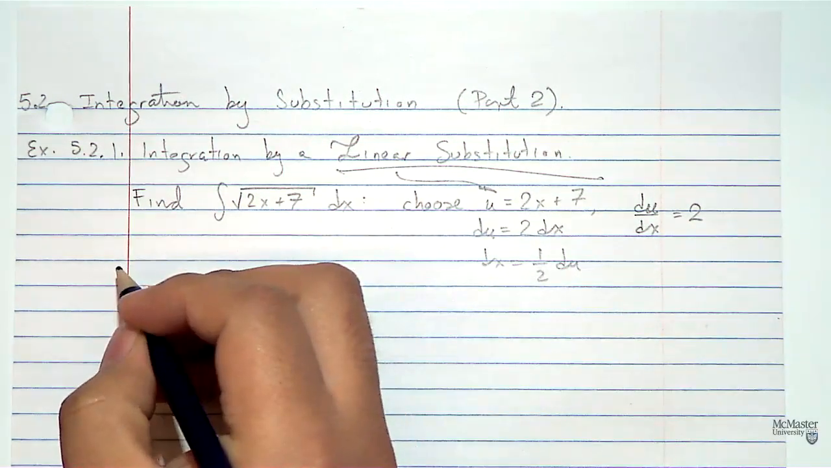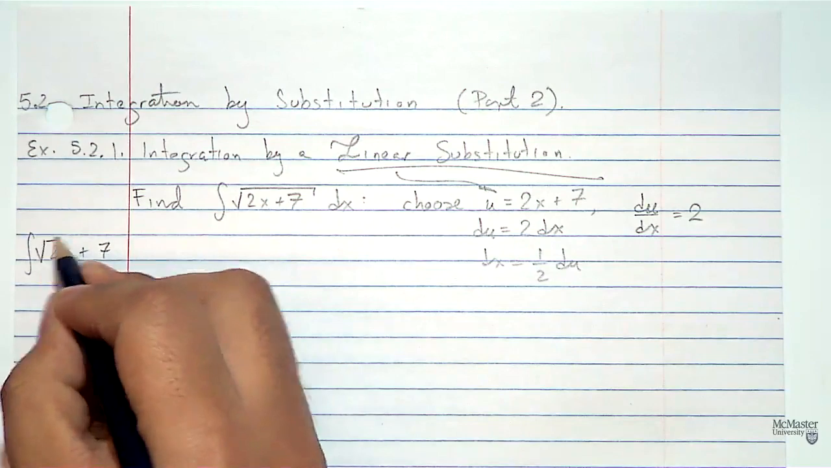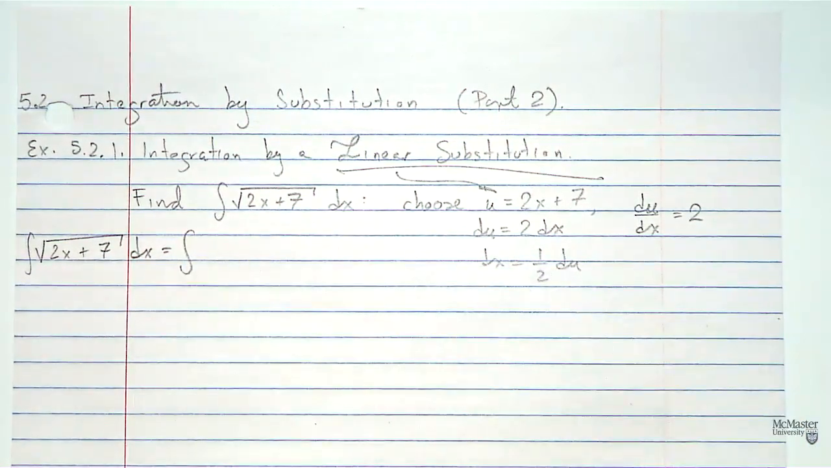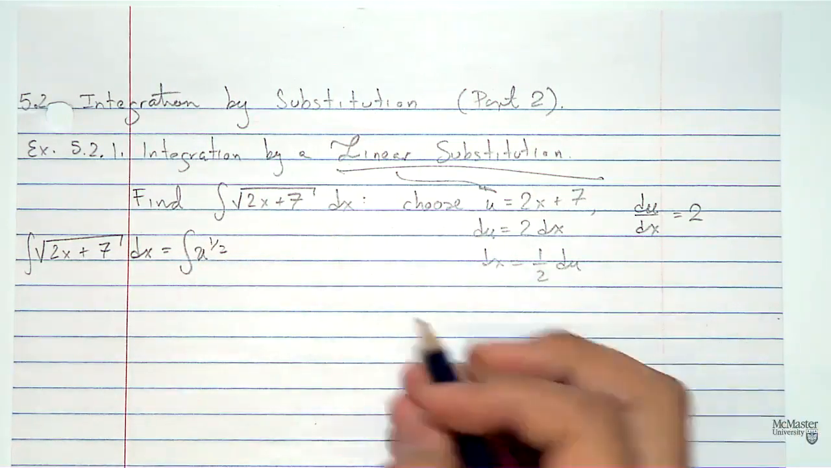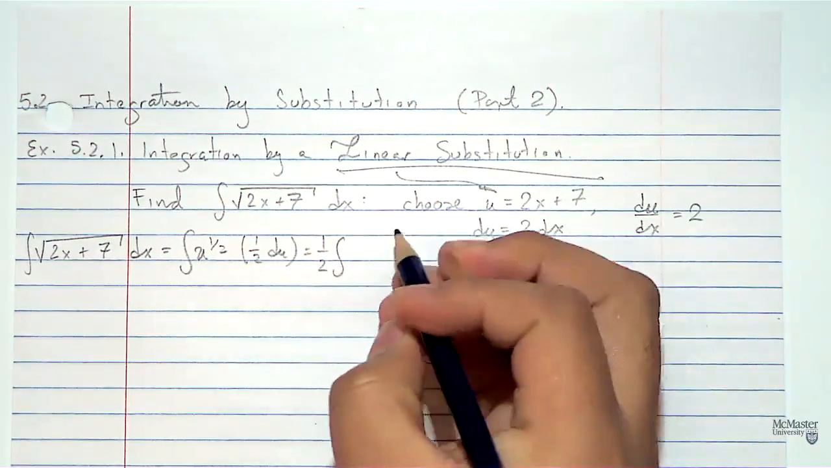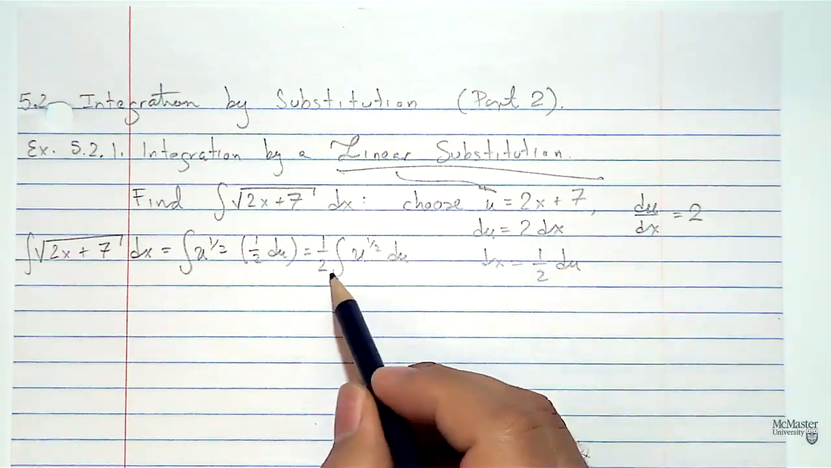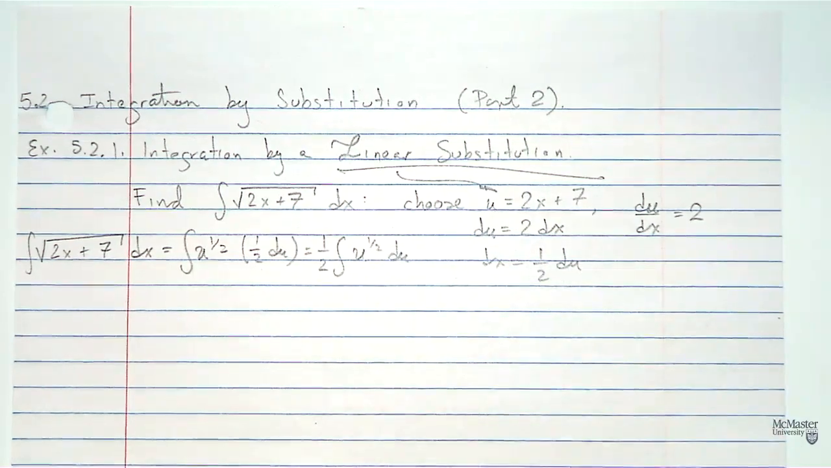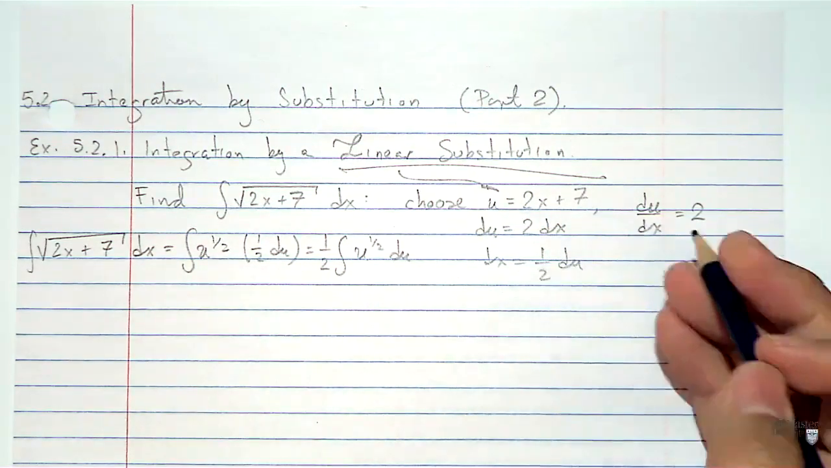And if you plug this in, the integral of the square root of 2x plus 7 dx is the integral of u to the power 1/2. Then you have dx, which is 1/2 of du. So this goes out as a constant. So this is the integral of u^(1/2) du times 1/2. And the procedure is clear now, or at least the motivation on why we did it. It is because now the integration is much easier with the variable u, which was just a linear transformation.